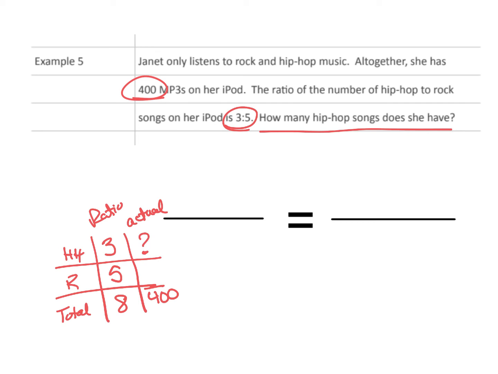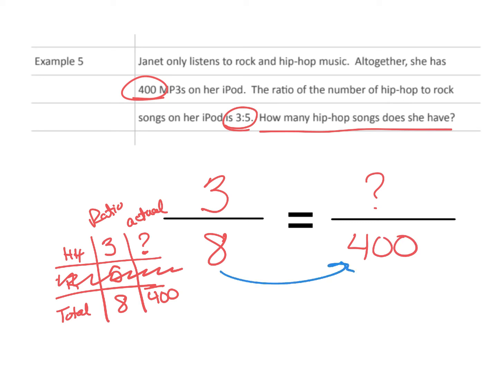So now I can kind of ignore the rock because I don't need that. And now I have my proportion. I have 3 hip-hop over 8 total. So that means how many hip-hop out of 400. So it kind of helps us set up our proportions.